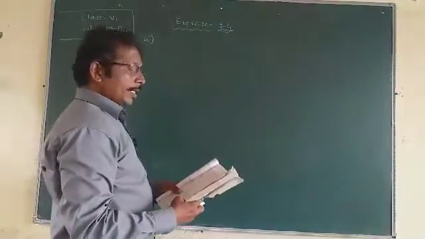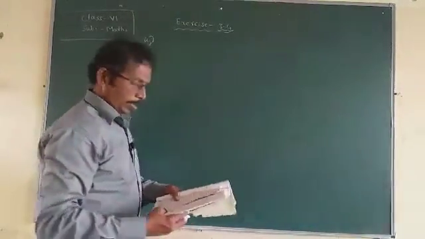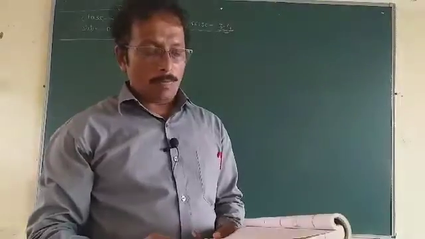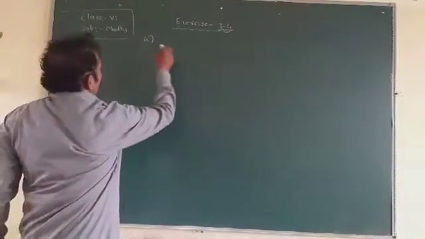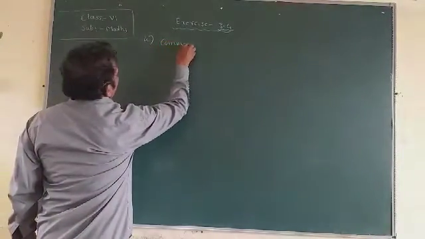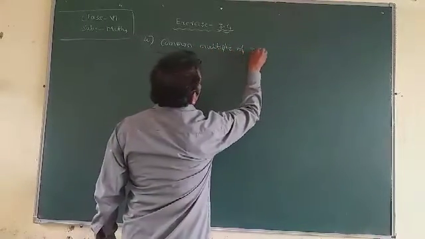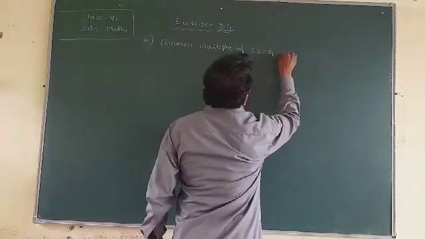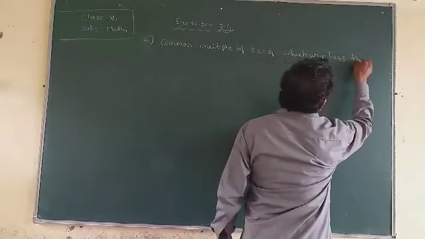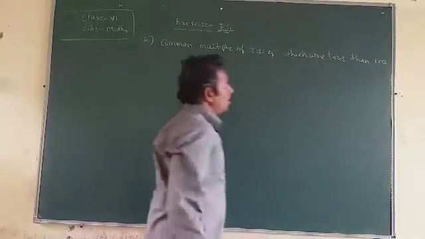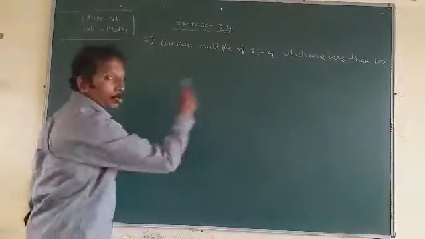Write all the numbers less than 100 which are common multiples of 3 and 4. So, common multiples of 3 and 4 less than 100. We need to find the common multiples of 3 and 4. They should be less than 100, not more than 100.